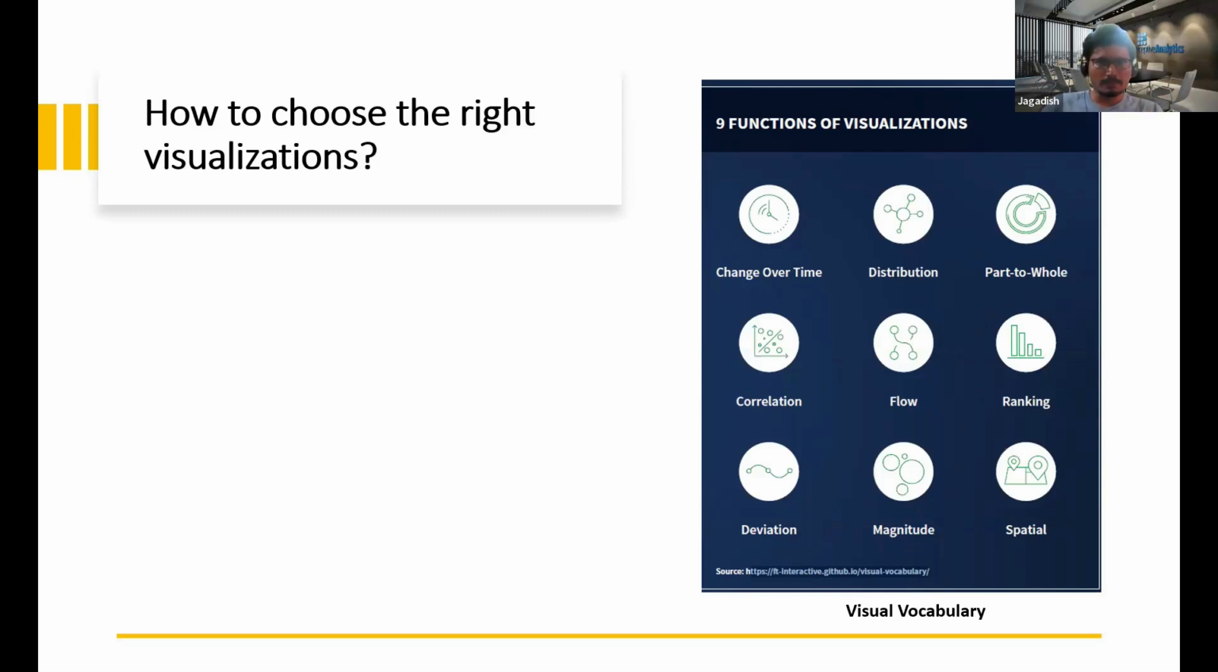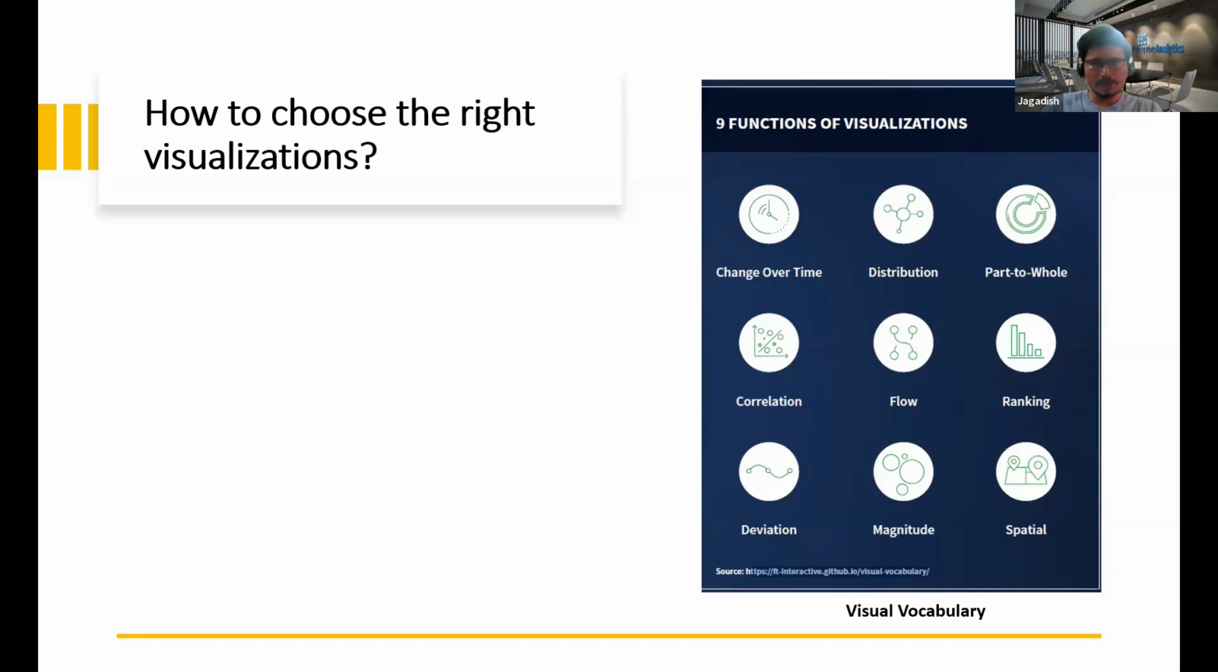Broadly, under visual vocabulary there are something called functions, and there are 9 functions of visualizations. The benefit, the goodness of these functions is that whatever question you may come up with in the previous exercise, most of the time all those questions will tend to fall in one or multiple of these functions of visualizations. Let me just give you a quick example.